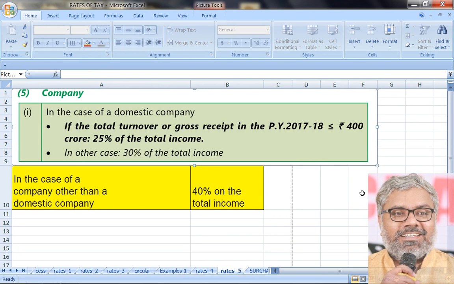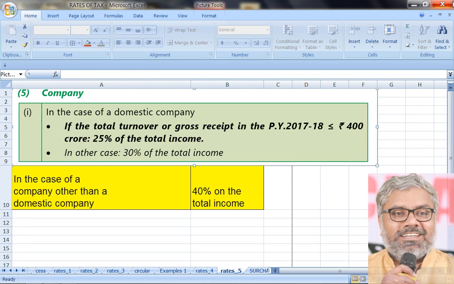So, if the turnover in 17-18 did not exceed 400 crores, then 25%. If it exceeded 400 crores, then 30% of what? 30% not of turnover, but 30% of income earned in 2019-20. So be very clear with the years. Turnover is related to a different year, income is related to a different year.